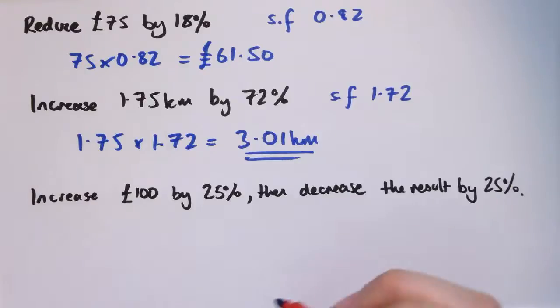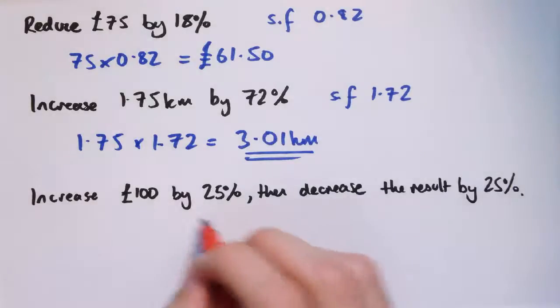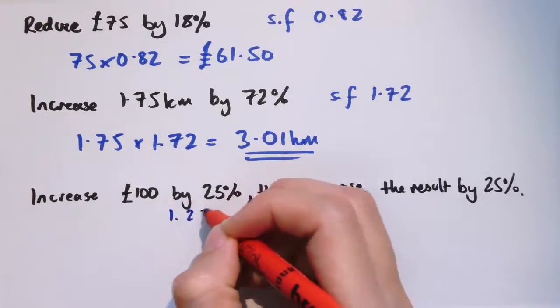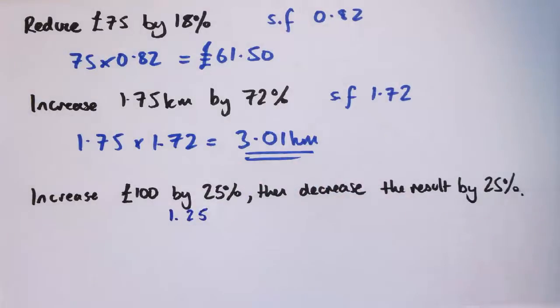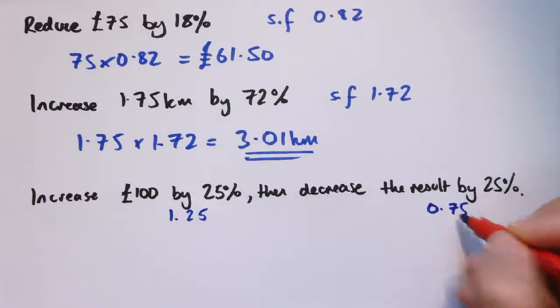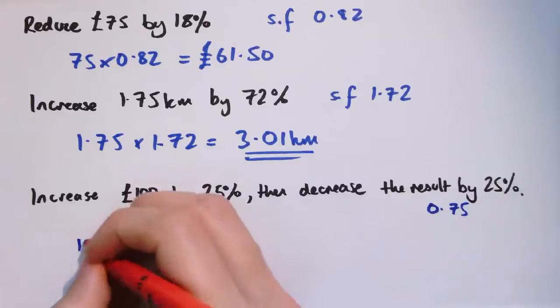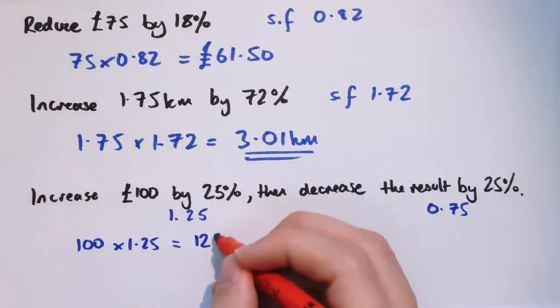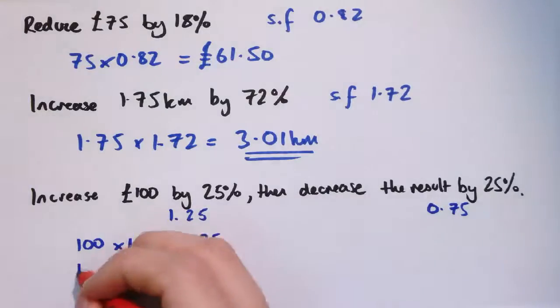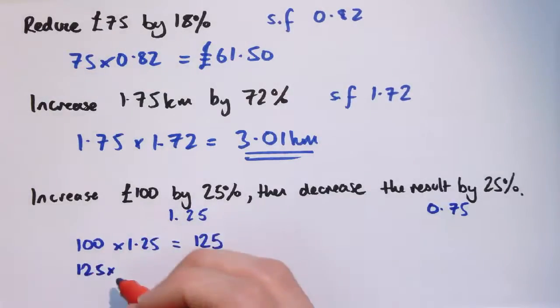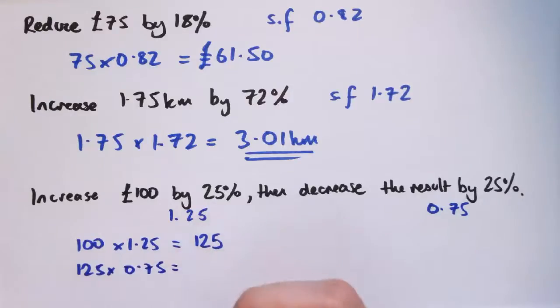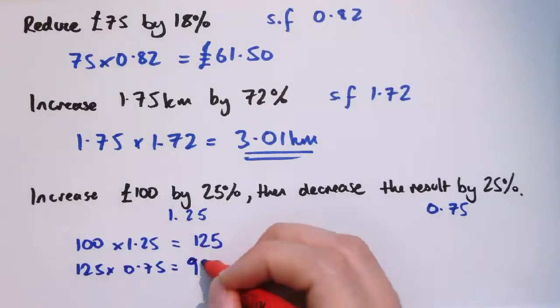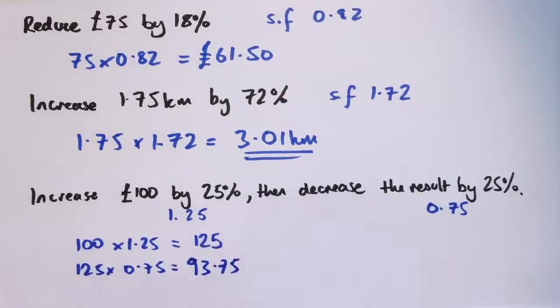Let's look at why. So if we have an increase of 25%, that's a scale factor of 1.25, and a decrease of 25% is a scale factor of 0.75. So I do 100 times 1.25 to increase it by 25% and get 125. And then I do 125 times 0.75, and if you work that out, you get 93.75, which is a bit less than what we started off with, £100.